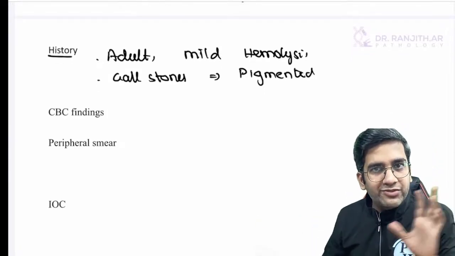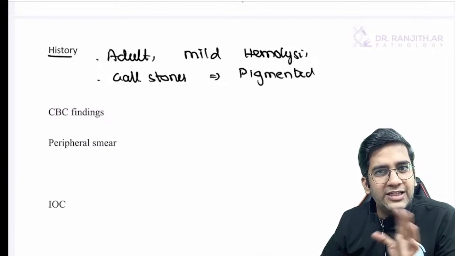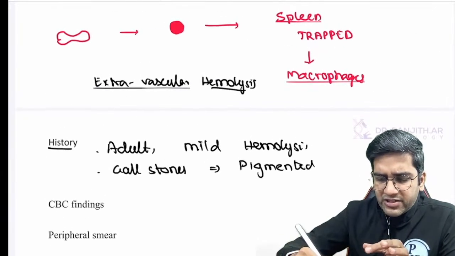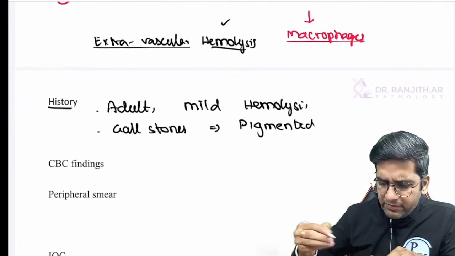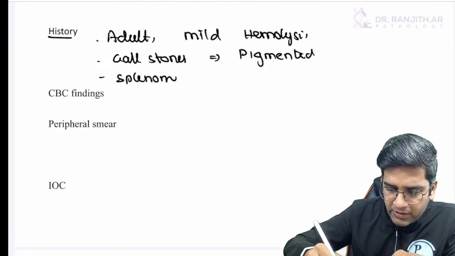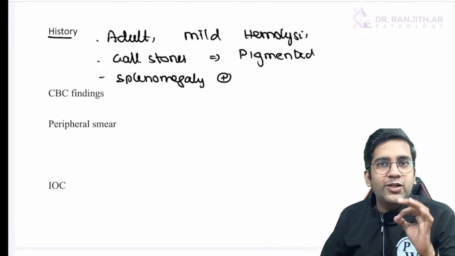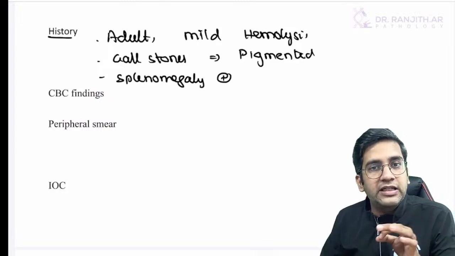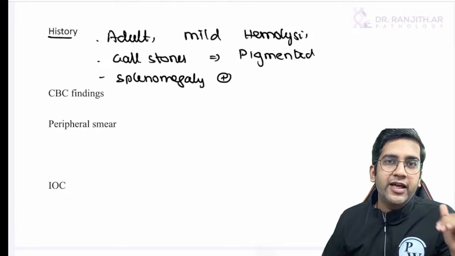Can I say this patient will have splenomegaly? Is that statement right? Splenomegaly, yes, no, maybe. Extravascular hemolysis, spleen destroys them. What will happen to the size of the spleen? They'll by default be enlarged, right? So by default, the patient will have splenomegaly. On examination, it will be present. An adult with splenomegaly presenting with pigmented gallbladder calculi and slightly reduced hemoglobin, I think of hereditary spherocytosis.